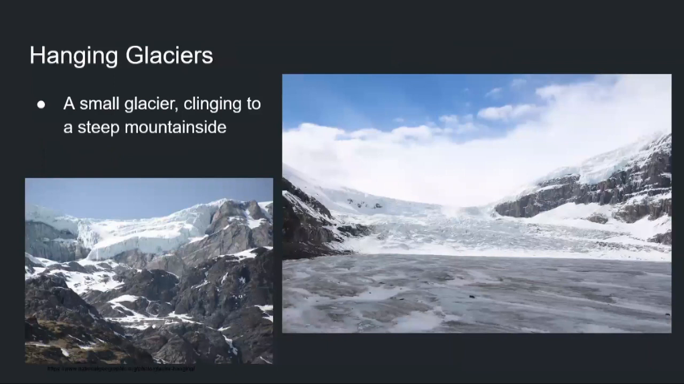A hanging glacier is just a small glacier that's clinging on to the side of a steep slope in the mountain. Usually, when they start growing, they can transition to another glacier shape that we'll see a bit later.